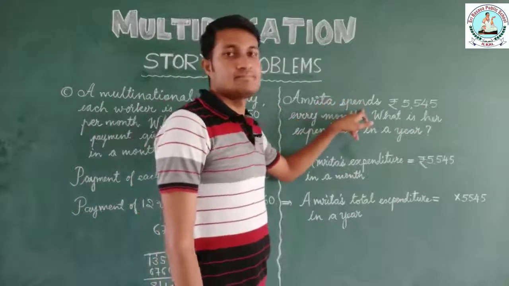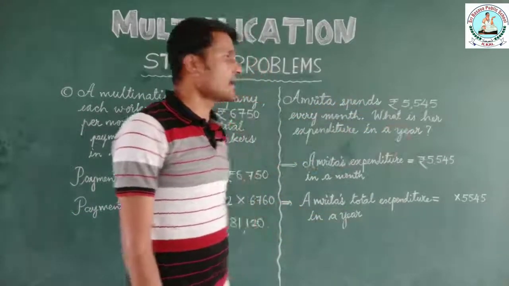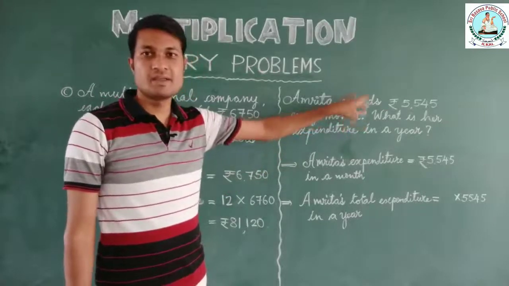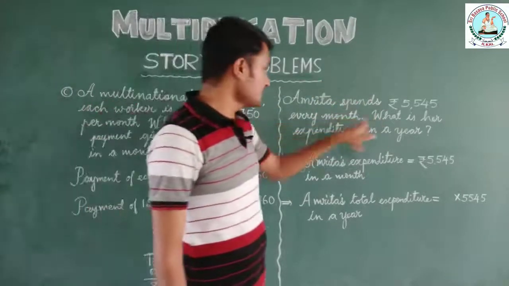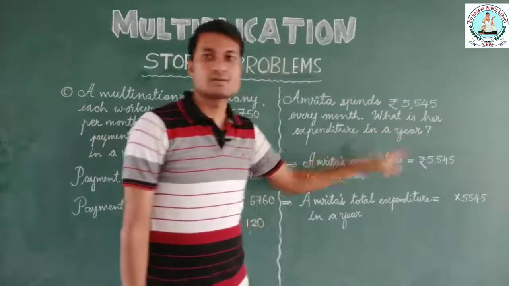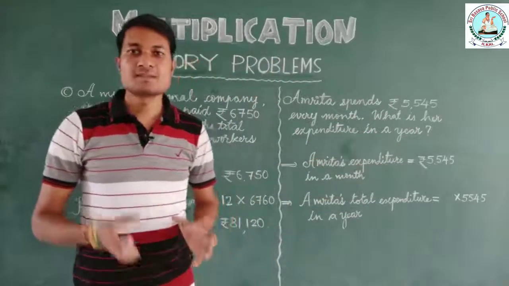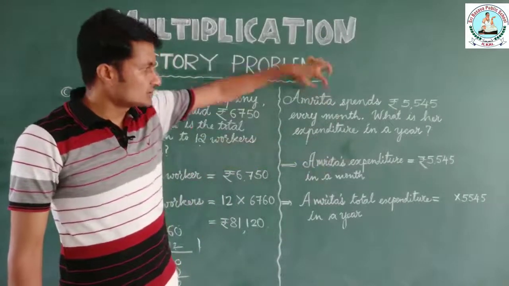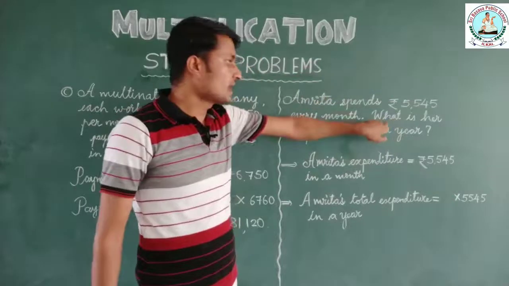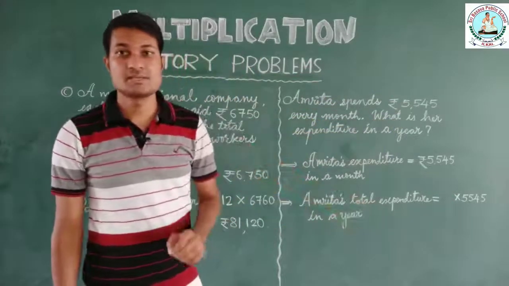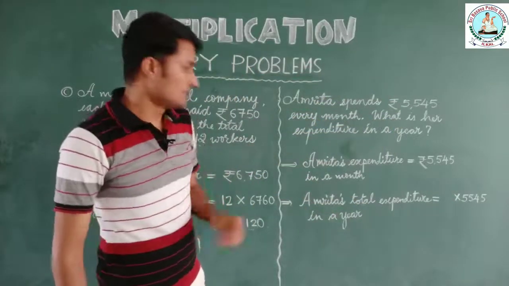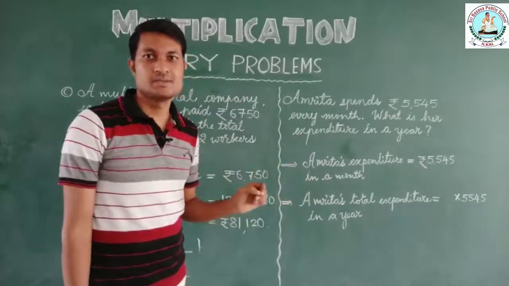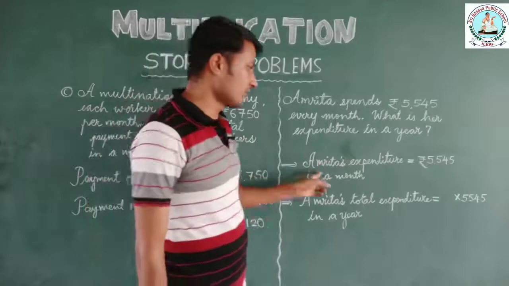Amrita spends rupees 5,545 every month. So this much money she is spending in a month. Then what is her expenditure in a year? So if you spend some amount, that will usually be called expenditure. So she is spending this much money in a month, and we need to find out how much she has spent in a year. So usually 1 year has 12 months, right? So just keep that in mind because it is helpful while solving.